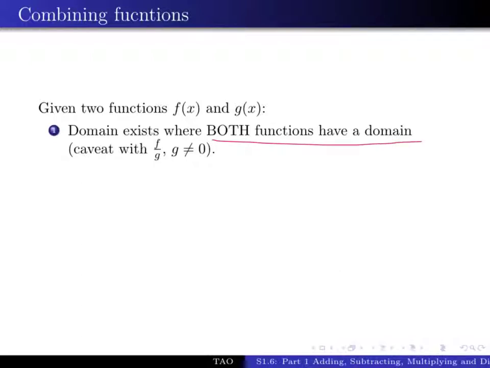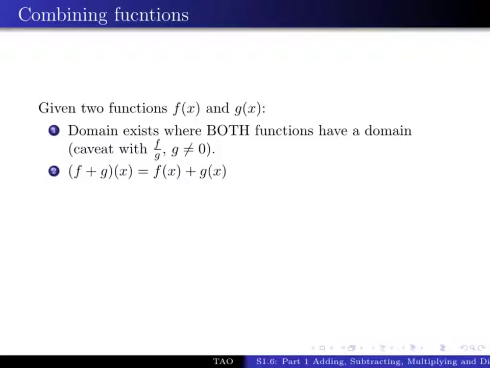So if g has a more restrictive domain than f, the combination of them will have the domain of g. If f and g both have restrictive domains, they're only going to exist where both f and g exist. With the caveat that if we have f over g, this bottom function can't be 0. The zeros don't like to be on the bottom, so we're going to have to watch for those coming up.